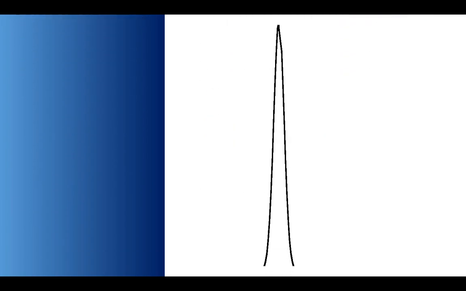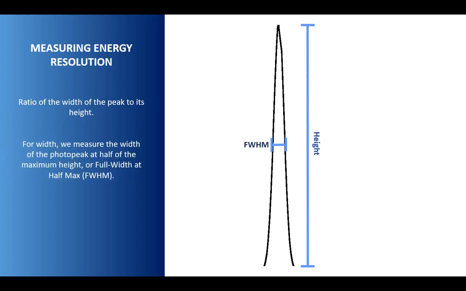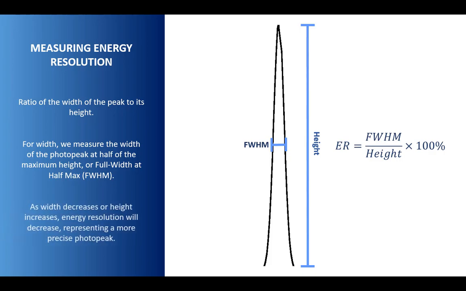Energy resolution is measured in percentage. But what do those numbers mean? Well, it's the ratio of the width of the peak to its height. For the width, we use the width of the peak at half of its max height, also known as the full width at half max, or FWHM. As the width decreases or height increases, the energy resolution will decrease, representing a more precise photopeak.